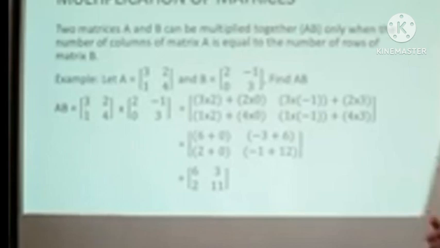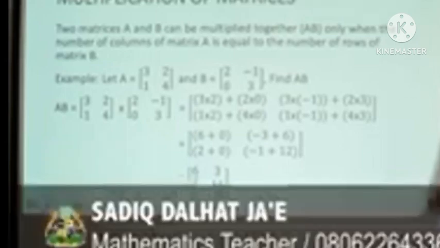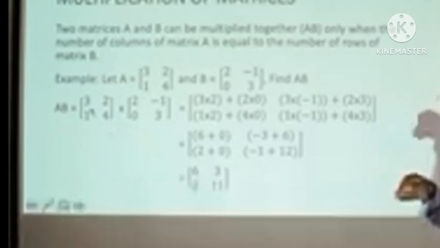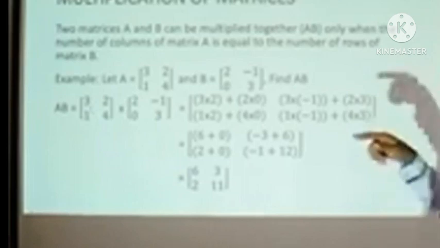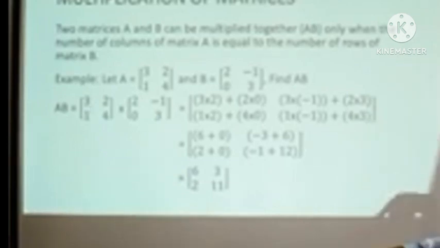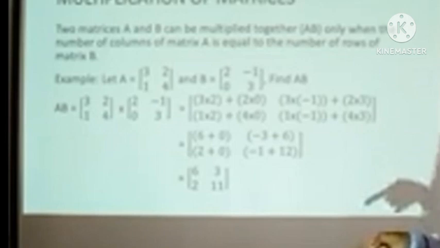Now, the corresponding elements are not going to multiply themselves. No. What you need to do in multiplication of matrices, the first row of matrix A will multiply the first column of matrix B, then the first row of matrix A still will multiply the second column of matrix B, then you now take the second row of matrix A multiplied by the first column of matrix B, then still the second row of matrix A times the second column of matrix B.